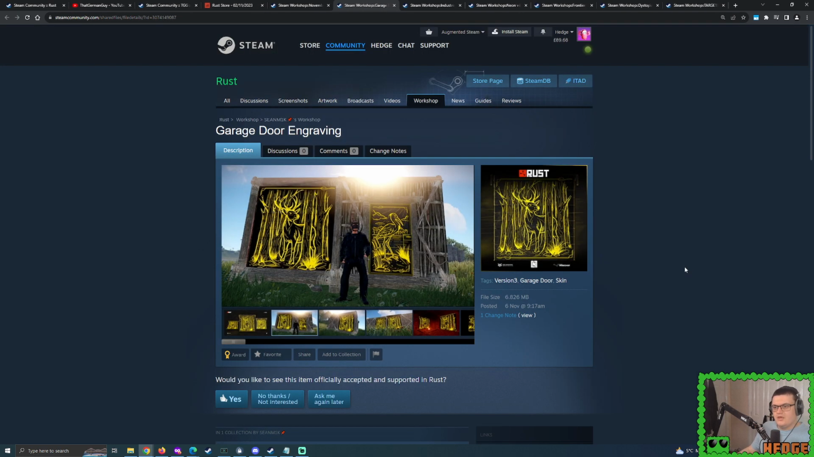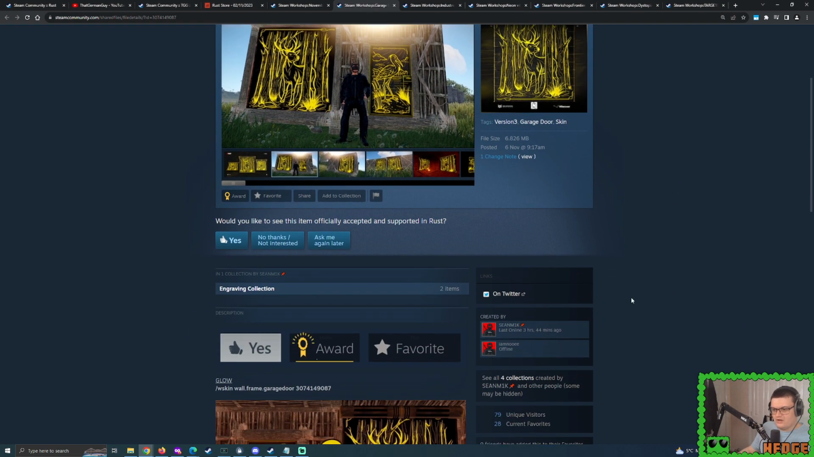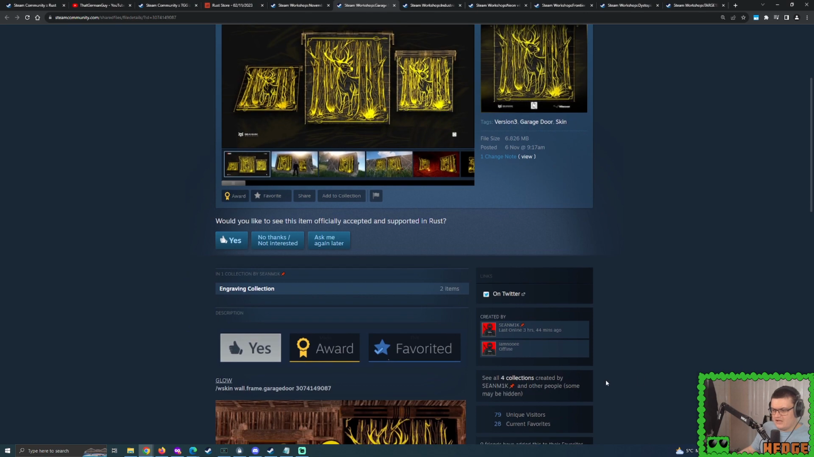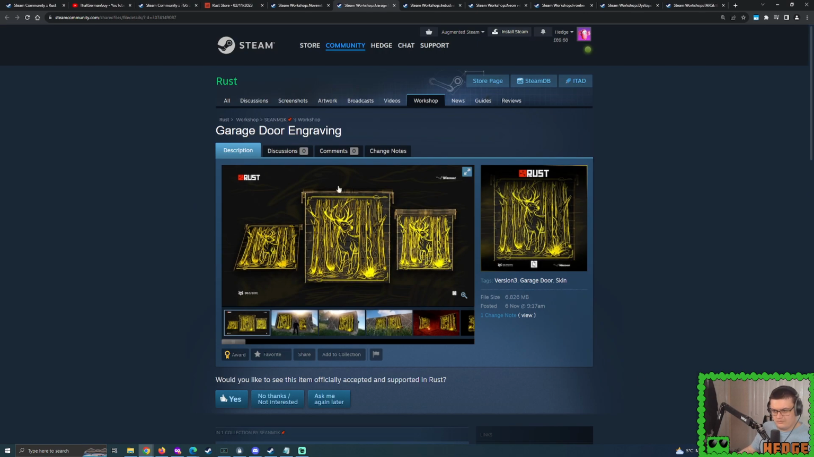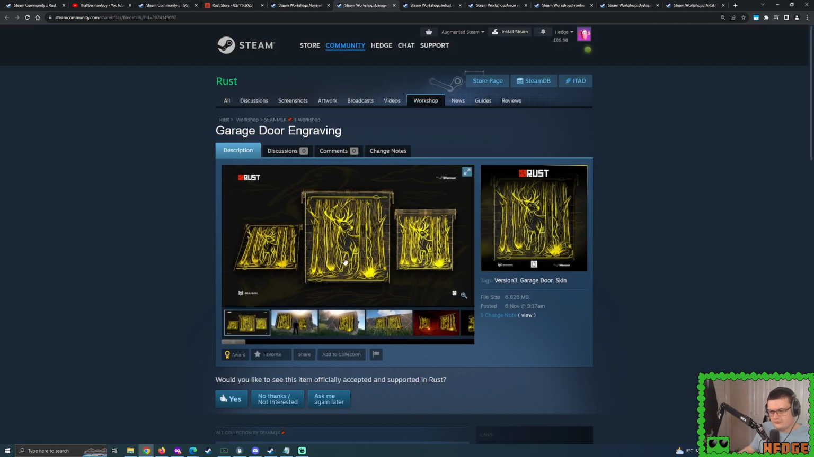Awesome. Now we have the garage door engraving. This is made by Sean Mick and I Am Nui. I'm not sure if it is I Am Nui or I Am Nui? Feel free to tell me. All right, cool. So, moving on, we have the engraving garage door. Get a good look at this. It's very bright. It's very yellow.